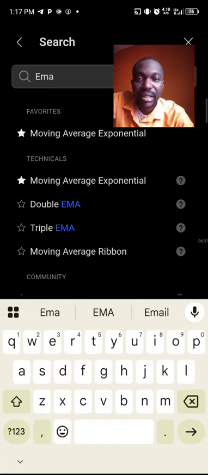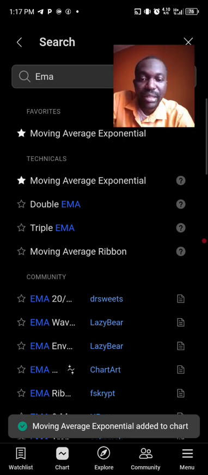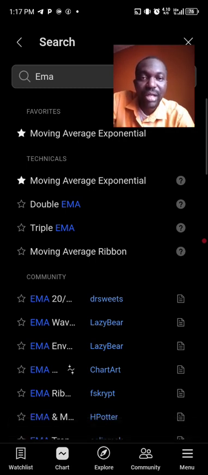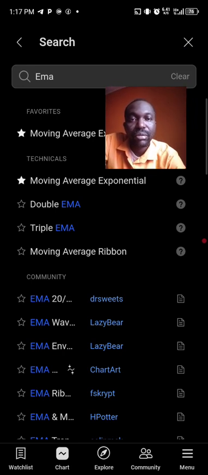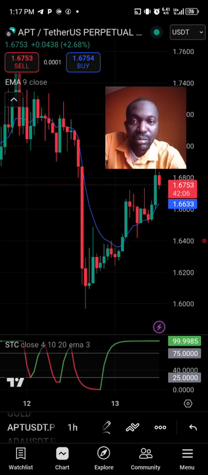That's the one we want. So we select that one. So as I said, moving average exponential added to chart. Okay, so we'll just close this here. As you can see now, it has plotted it on the chart.